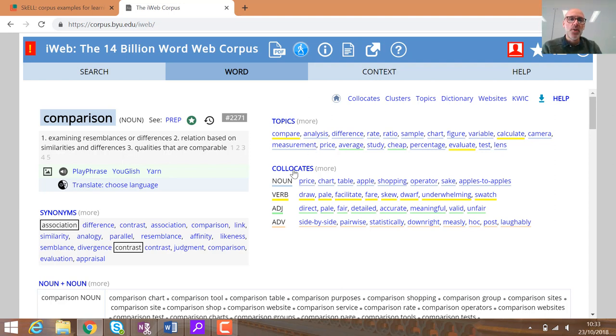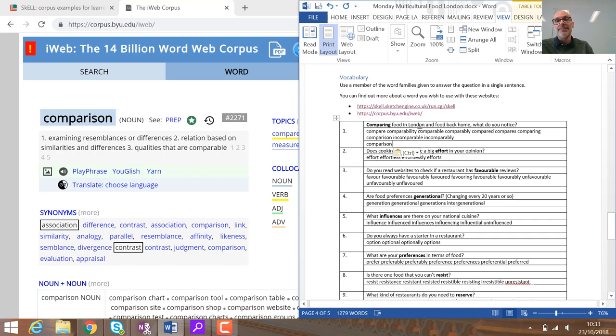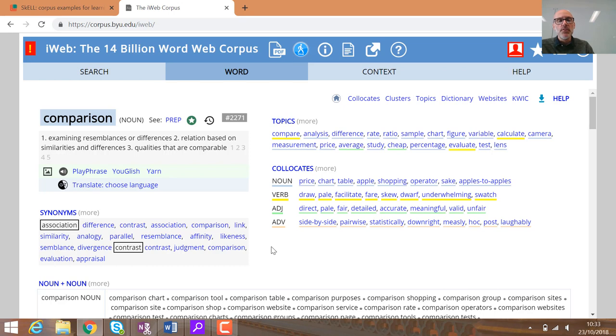In terms of what company does a word keep, here are many collocations with the word comparison. In terms of where do they go, what topics do they appear with, there's some suggestions on topics here. Obviously, it's used to make comparisons, analysis, to describe difference. And that's essentially what we're doing in our question, if you remember. We're thinking about difference between food in London and food back home, wherever that is for you. So I'm reasonably happy that this word fits this topic.